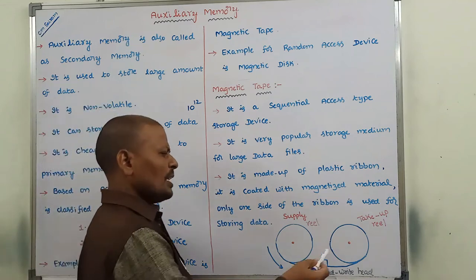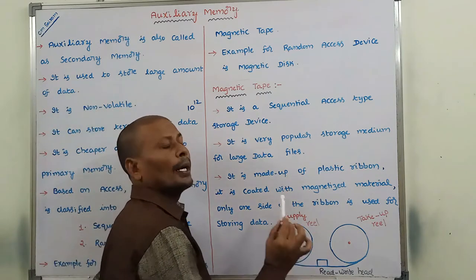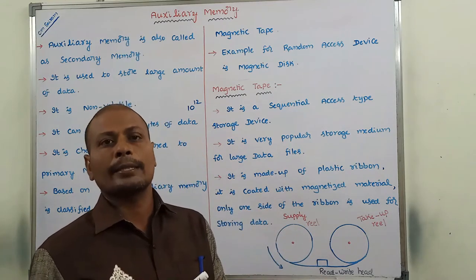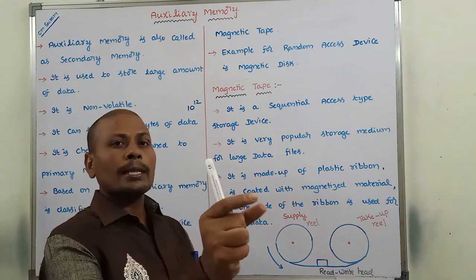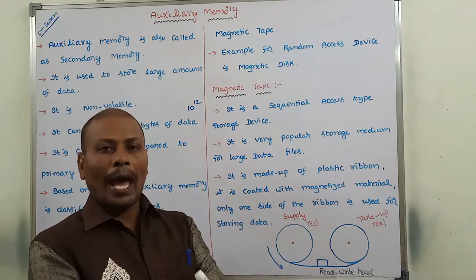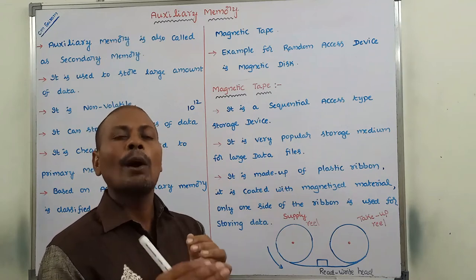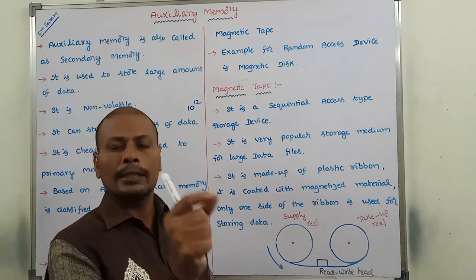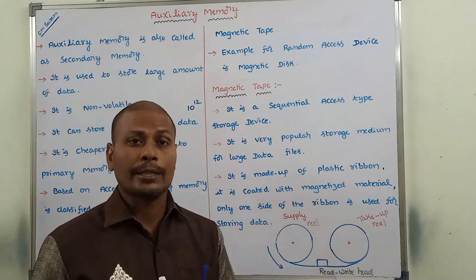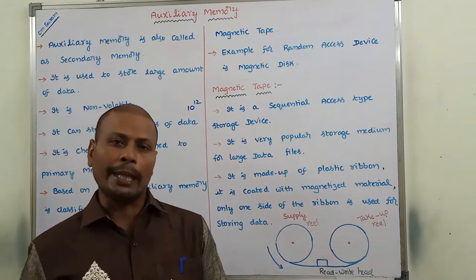Suppose this is the example for magnetic tape. Suppose in this tape, there are 5 songs stored. Suppose we want to access the 4th song. We do not access the 4th song directly. To access the 4th song, first we have to access the 1st song, next the 2nd song, next the 3rd song. After that, the song we require, the 4th song, can be accessed. That is the sequential access storage device. So magnetic tape is a sequential access storage type device.